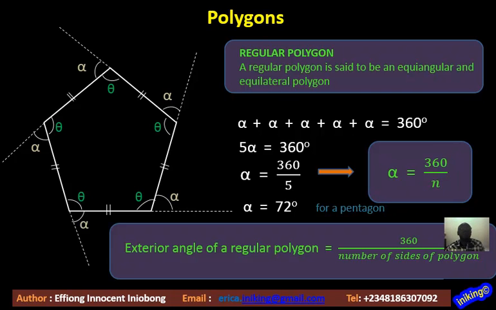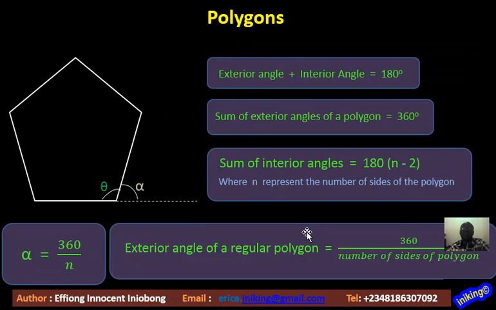Let's still advance. So that's the summary there. The exterior angle of a regular polygon is simply 360 divided by number of sides. Of course, you can play around here. You can take your number of sides to the left and bring your exterior angle to the right. So if you know the exterior angle, you can also calculate the number of sides by dividing 360 by the exterior angle. That will also give you the number of sides of the polygon. I'm sure that's quite straightforward.